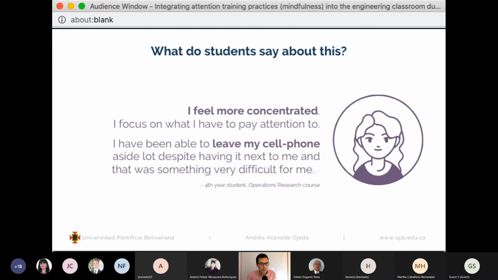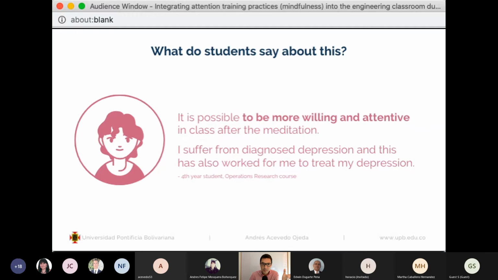I feel more concentrated. I focus on what I have to pay attention to. I have been able to leave my cell phone aside a lot, despite having it next to me. And that was something very difficult for me. It is possible to be more willing and attentive in class after the meditation. I suffer from diagnosed depression, and this has also worked for me to treat my depression.